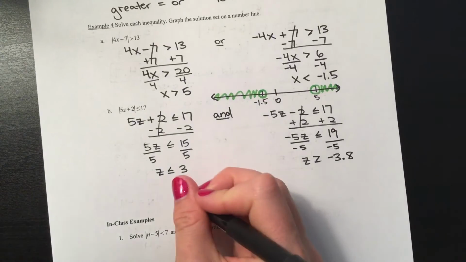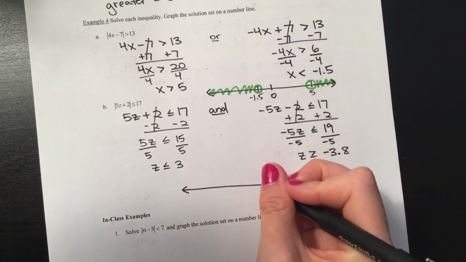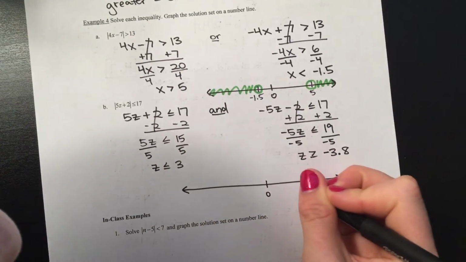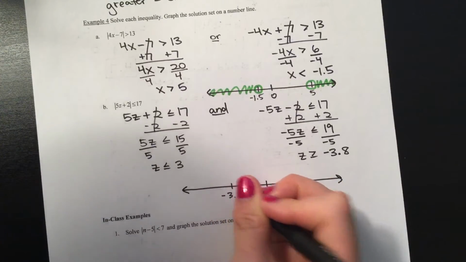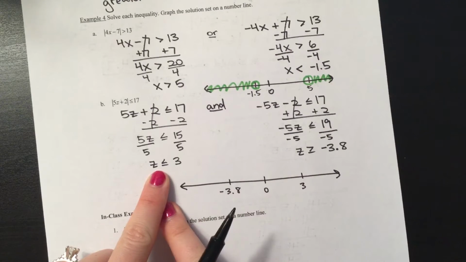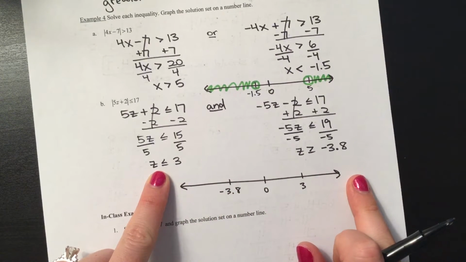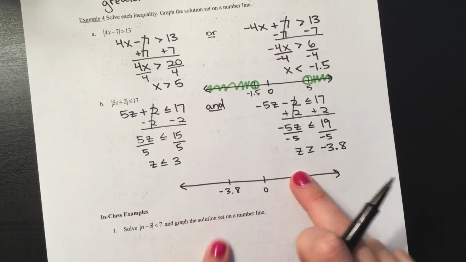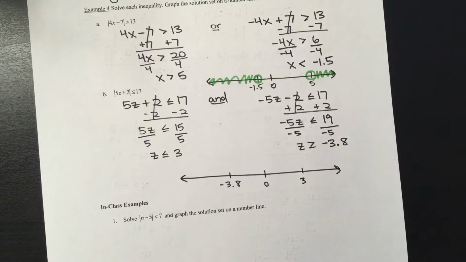So this is an and. So and means it's going to be an overlap. So let's look at 0. Here's 3. Here's negative 3.8. So we want it to be less than or equal to 3 and greater than or equal to negative 3.8. So I start here and go to the left, and I start here and go to the right. The overlap would be what's in between those two.